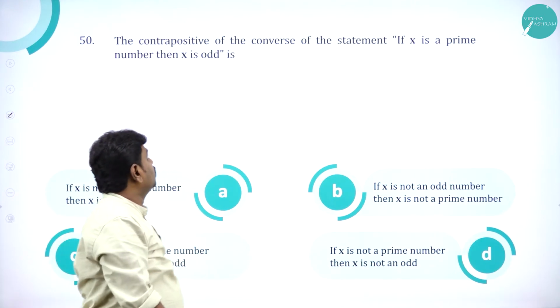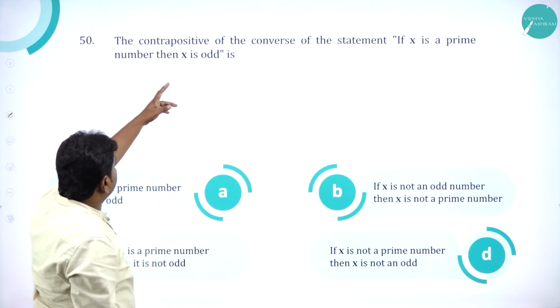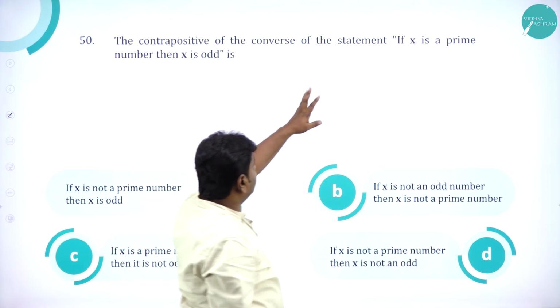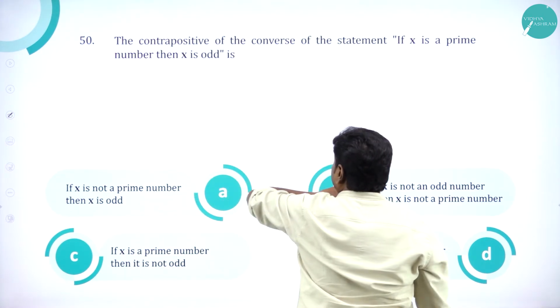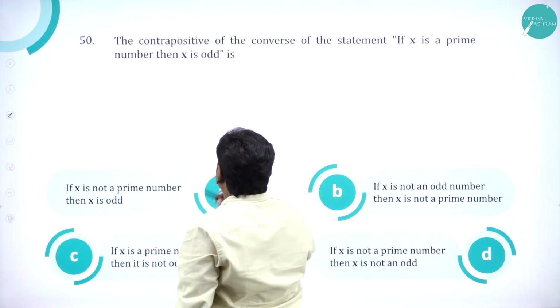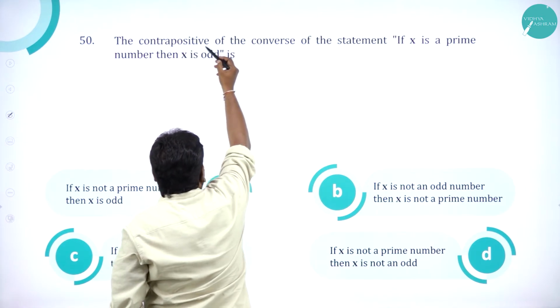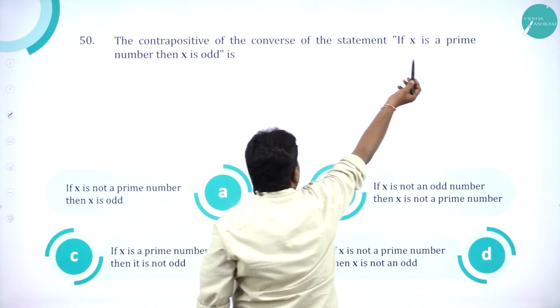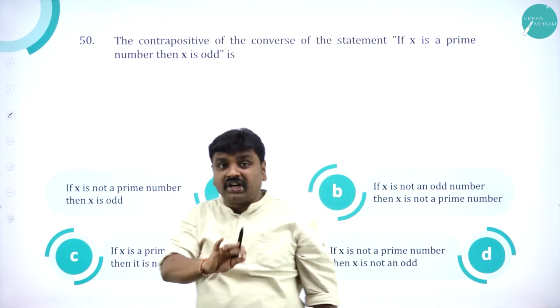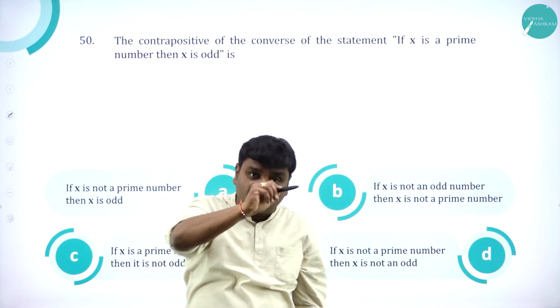Next, we have a problem. The contrapositive of the converse of the statement: if x is a prime number, then x is odd. Please understand, they want the contrapositive of the converse of the statement. They don't want just the contrapositive. They want the contrapositive of the converse.